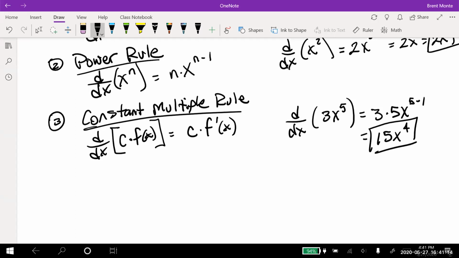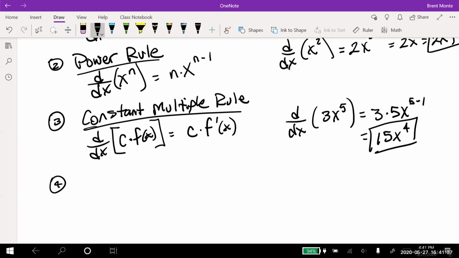And usually, you're not going to write out that step. You're just in your head going to say, oh, 5 times 3 is 15, x to the 4th. Simple as that. So it's very quick. So if that constant's being multiplied, it stays. But if it's being added or subtracted, it goes away. And we'll see that in the next property.